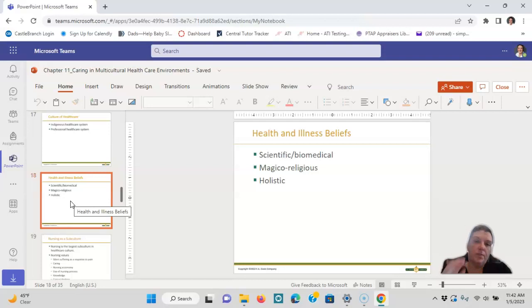The health and illness beliefs, there may be scientific or biomedical. There may be magico-religious beliefs of a certain group. And overall, we're always hoping to be as holistic as possible. Holistic with an H, meaning mind, body, spirit, everything related to that patient's care.